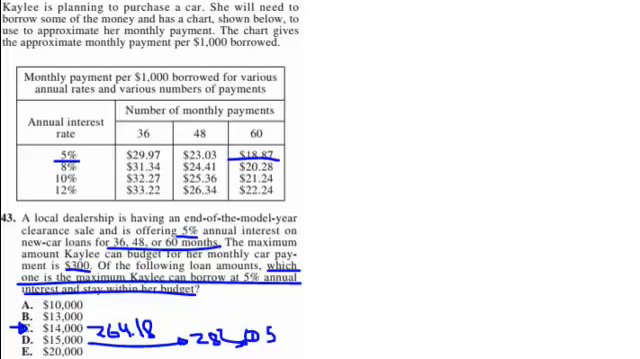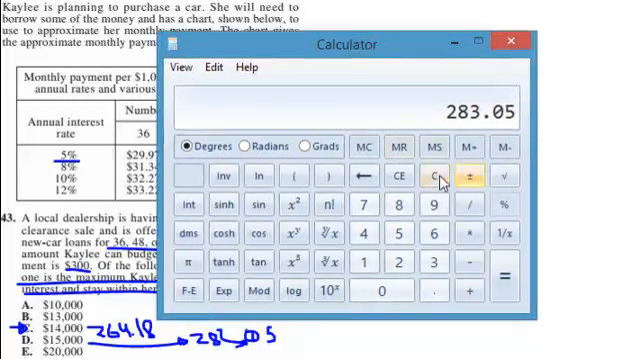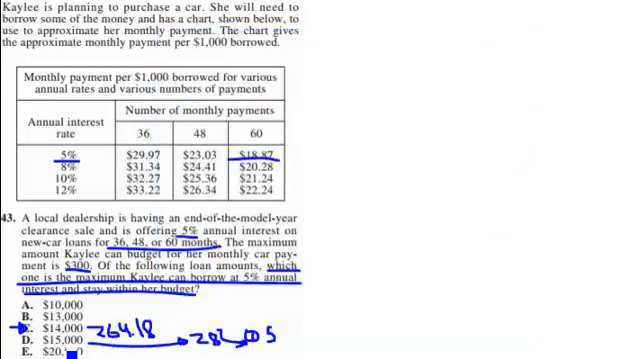283.05. And then let's just really quickly test the last answer to see if that will work at all. Already looking at the number, I know it won't, but let me just show it to you. 377.40. So that's going to exceed our $300 budget. Therefore, the maximum that she can finance at 5% interest is $15,000, which is choice D.